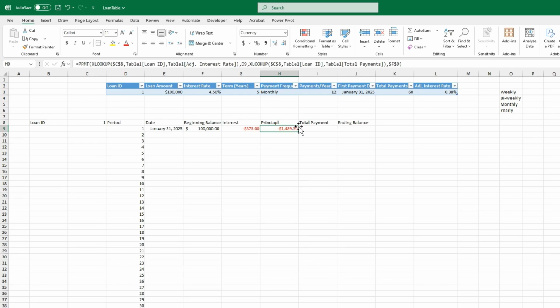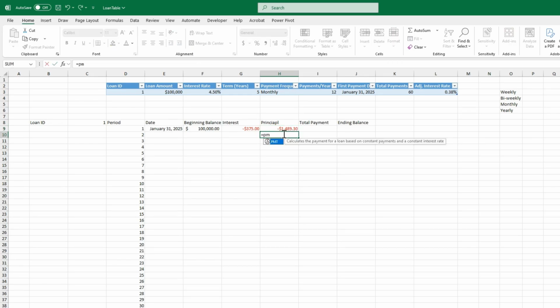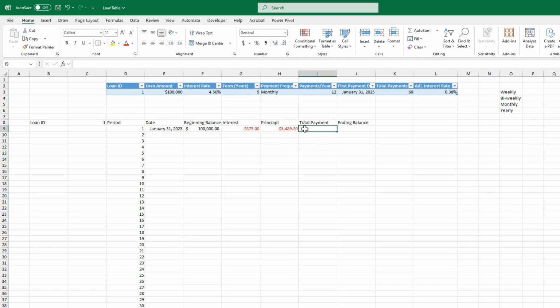And a good way to actually make sure that this is right is if we just use the payment function really quickly. What's our rate? What's our NPER? What's our PV? What does that give me? If I added these guys up, that equals the same as my PMT function, which means my interest and principal functions are correct. I'll just add these up. And that is how much money is going out. $1,864 every month to pay off my $100,000 loan over 5 years at a 4.5% interest rate.